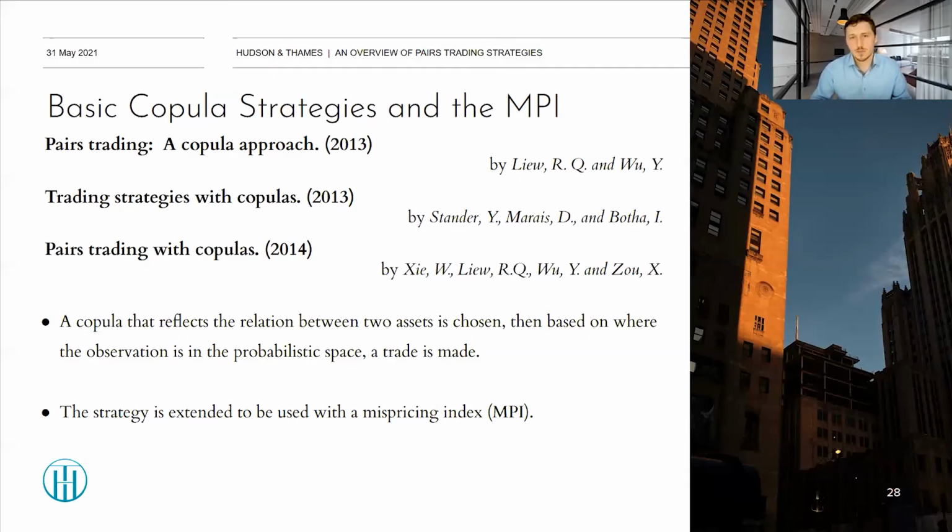For example, this may show us that, hey, if this particular situation of different returns or different prices occurred, there is a high chance that one asset is underpriced and the other is overpriced. And this is extended using the mispricing index in the last paper here by Xie, which adds a general higher level layer on top of the basic copula strategy here.